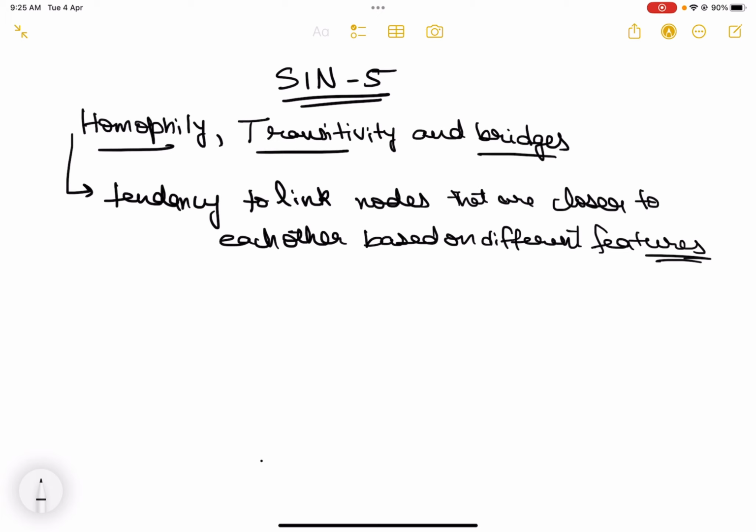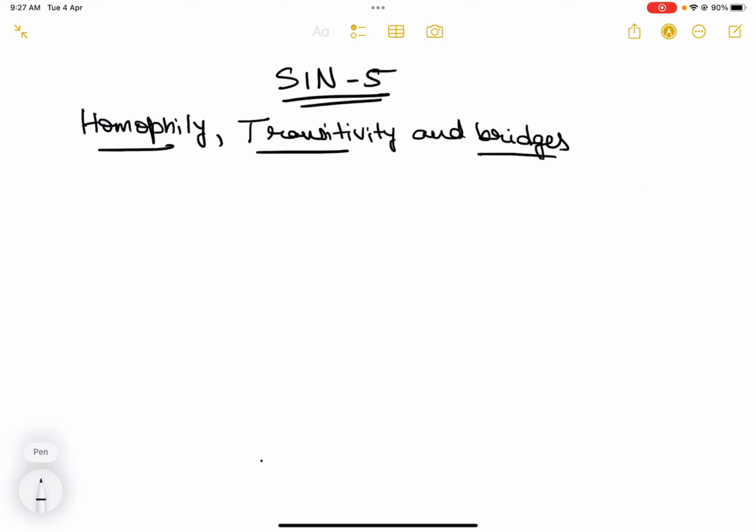So now when you link these nodes, they form a cluster. The ones that are closer to each other have more common features, and they form a cluster. So this is what homophily basically is. Homophily leads to the creation of groups or clusters in a huge graph network.